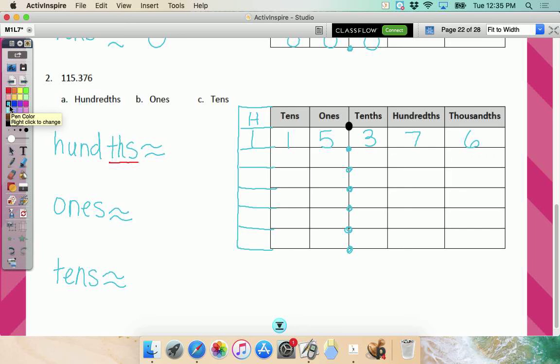So, Lee Marie, which digit will I circle if I'm going to round to the hundredths? Which digit is in the hundredths place? 7. Okay, so let's circle the 7. And I'll underline the 6.